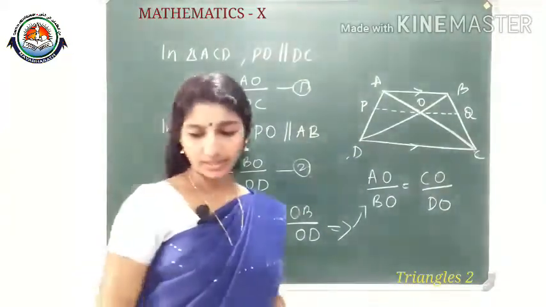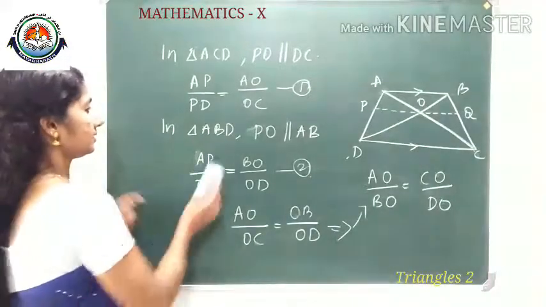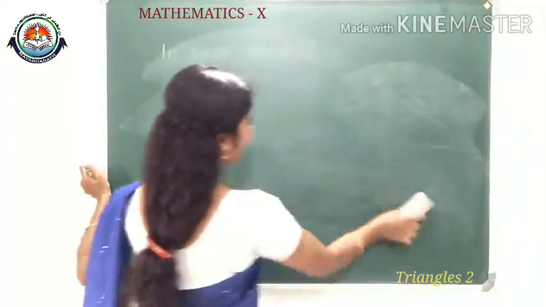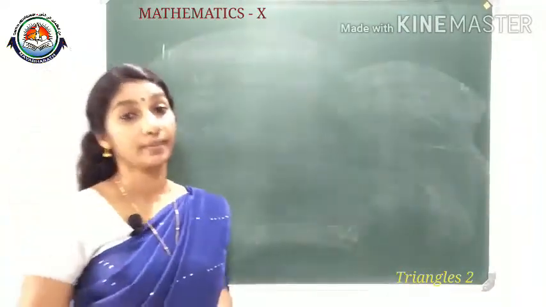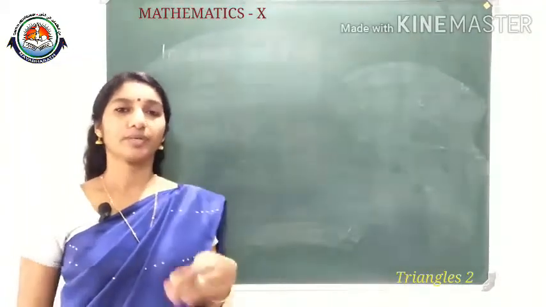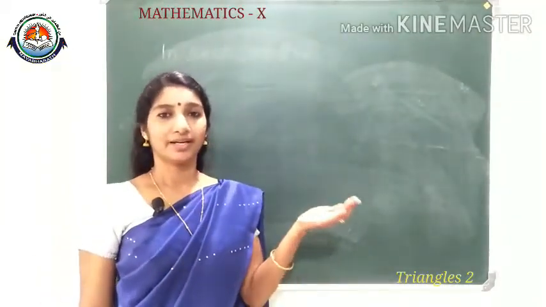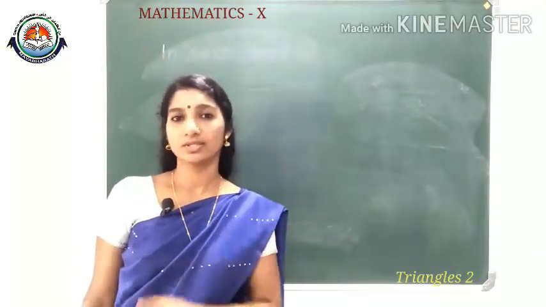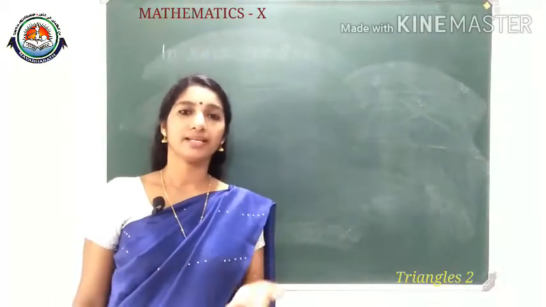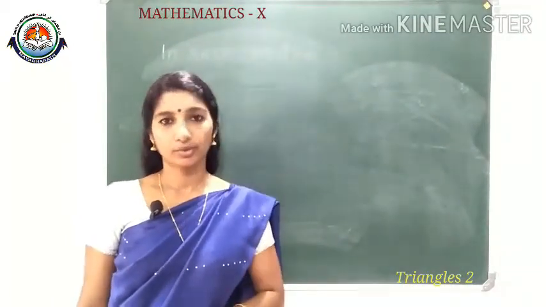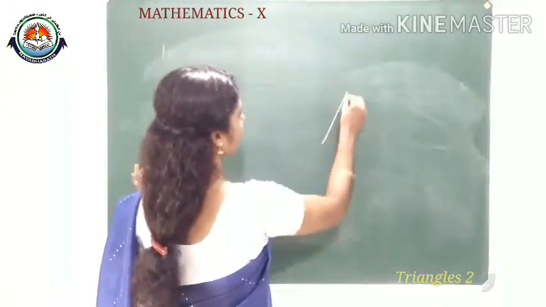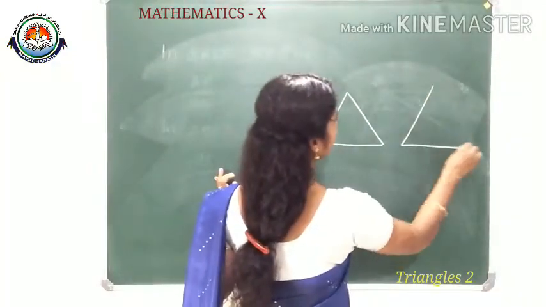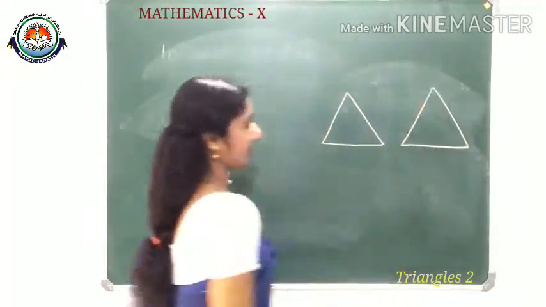Okay. Then next we have similarity of triangles. When can we say two triangles are similar? There are a few criteria. For congruency you studied a few criteria: SSS criteria, RHS criteria, ASA criteria, those things you studied. In the same way, for similarity we have some criteria that we are going to discuss now. When we say two triangles are similar, or we need to prove that two triangles are similar, what do we need to check?